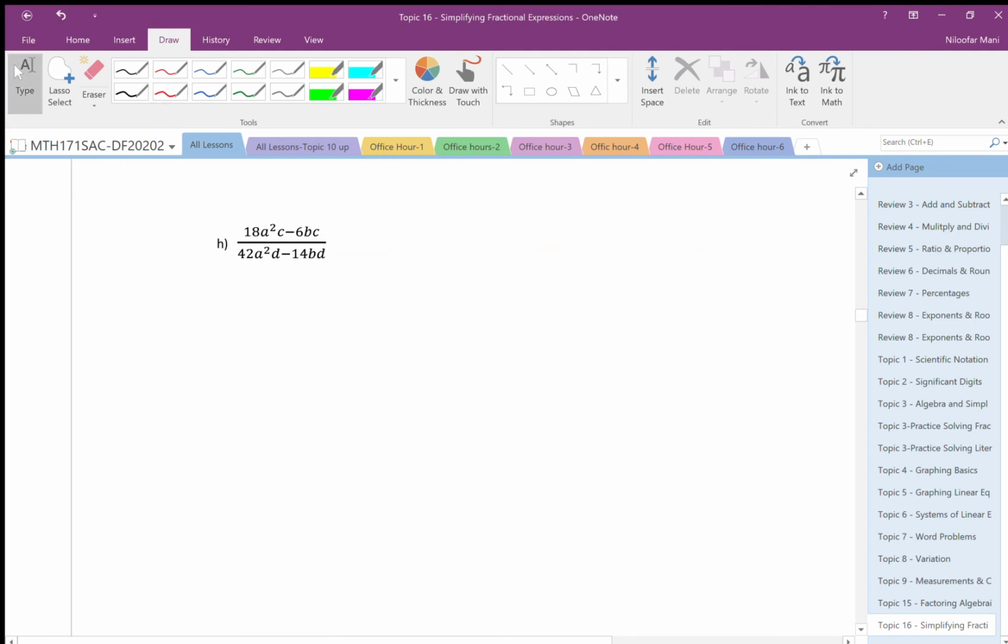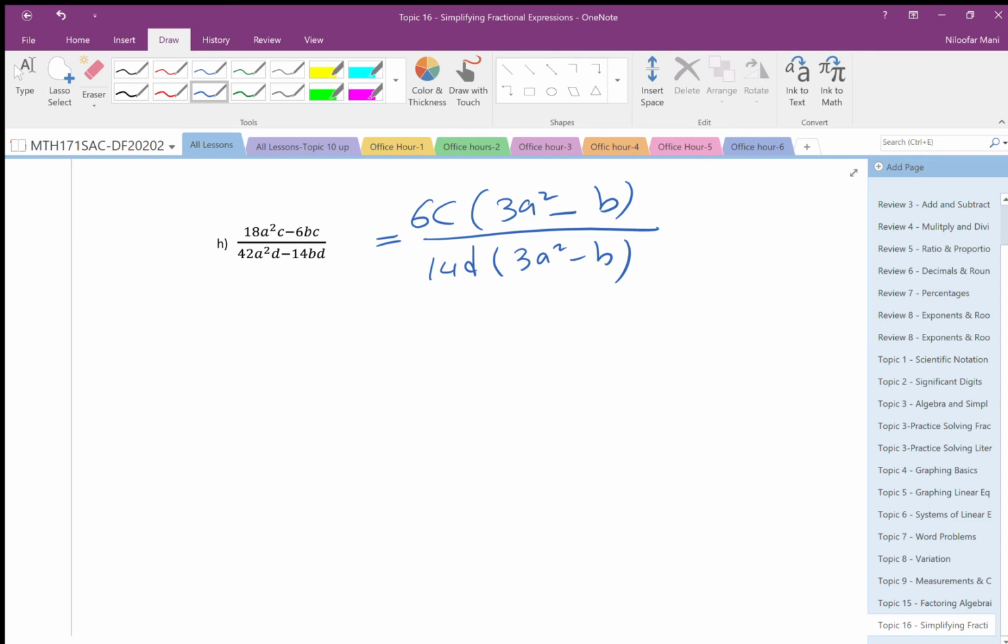How about here? Do I see anything in common? Yes, 6 is in common, c is in common, and 3a squared minus b is left, divided by 14 d times 3a squared minus b. Just as a clue, what you factor from the top, one of them should be in the denominator because you want to cancel. Of course, maybe at the end I cannot cancel anything, but that can be my clue. Yes, this and that, and here 3 and here 7, so the result is 3c over 7d.